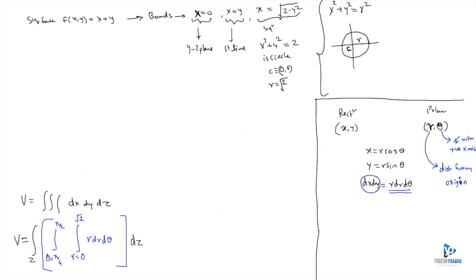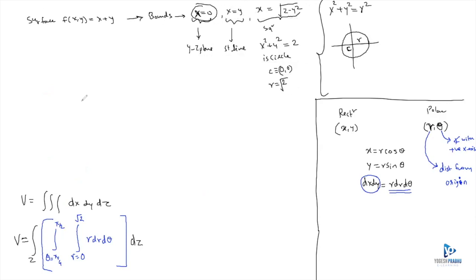Okay, so tell me, what are our bounds right now? X equals 0. This and this are our bounds, right? One bound is the YZ plane. One bound is this straight line y equals x. And one bound is a circle with center 0, 0 and radius square root 2. Yes or no? Yes. Okay.